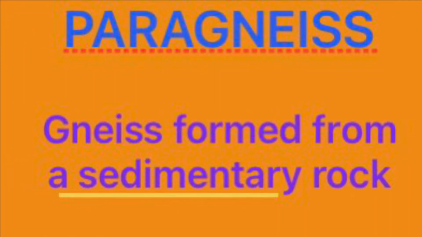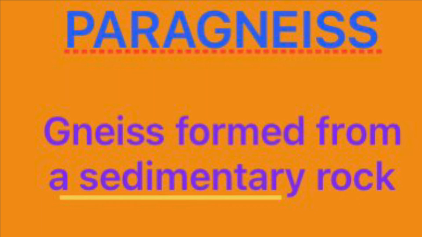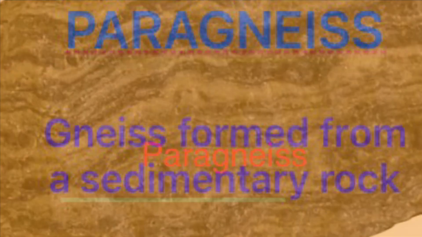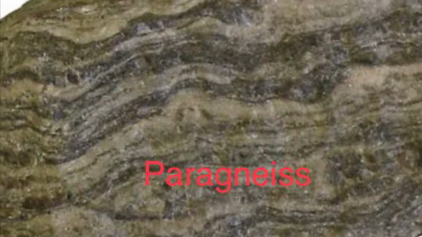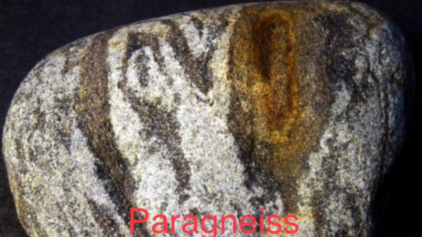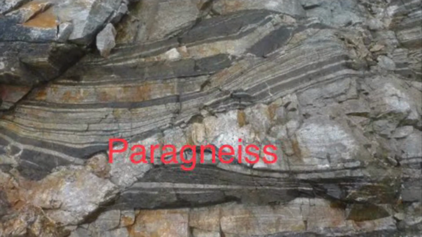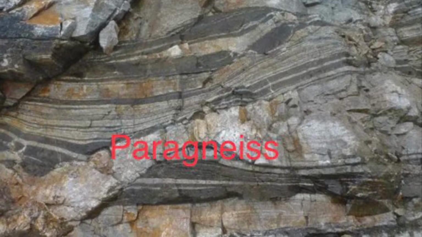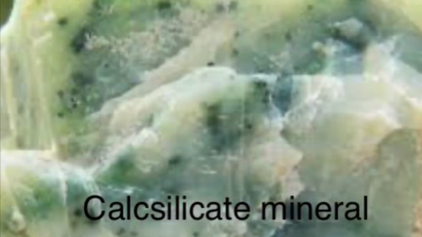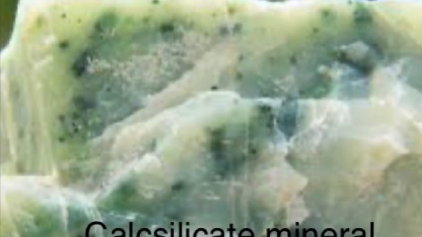On the other side of this terminology coin, we have paragneiss. Paragneiss is gneiss that has formed from sedimentary rock. Here's some pictures of paragneiss for you guys to look at. Most paragneiss that I know about forms when a granite pluton intrudes into limestone. Silicon in the granite combines with calcium carbonate in the limestone to form calc-silicate minerals, which are characteristic of most paragneisses. Here's some pictures of calc-silicate minerals for you guys to have a look at.